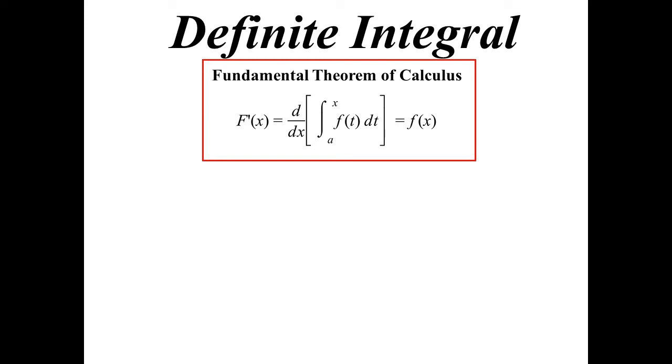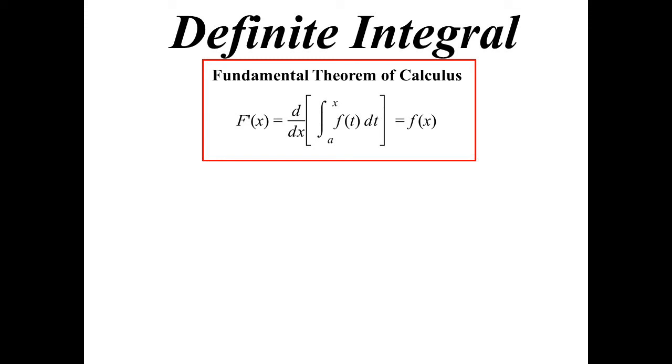But let's start. Capital F is representing the primitive function. If we differentiate the primitive function, then it's the same as differentiating the integral from a to x of f(t), and it will end up being f(x). This is the key bit. Differentiate the integral of f(t) dt, and you will end up with f(x).